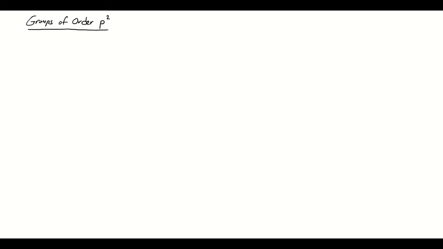In this video, we're going to prove a very important result about groups of order p squared, where p is a prime. And that result is the following theorem. Every finite group of order p squared, p a prime, is abelian.